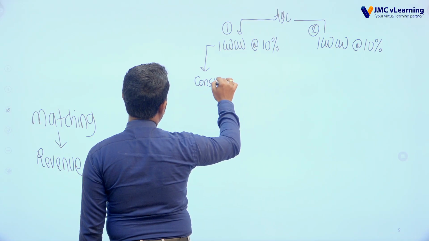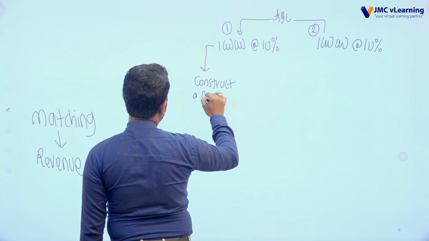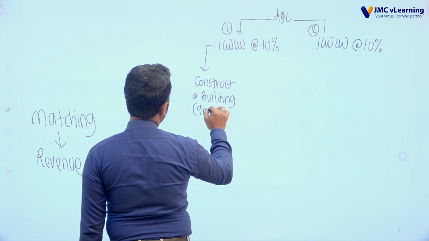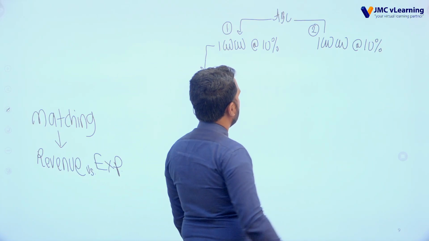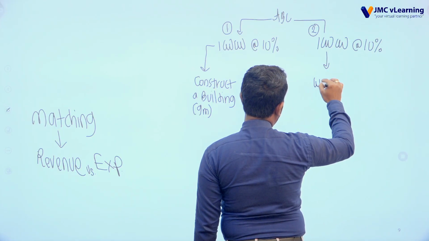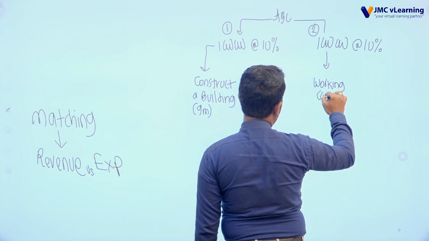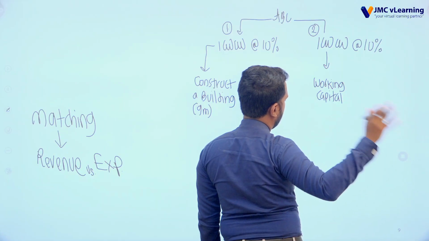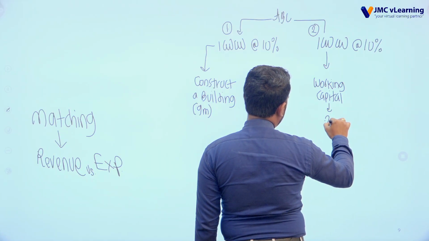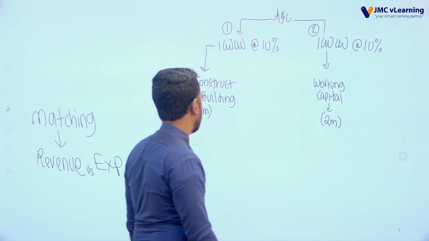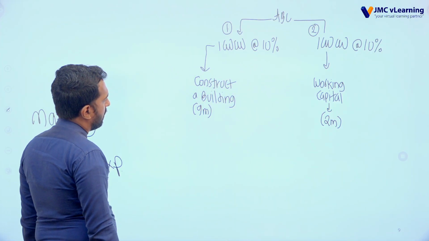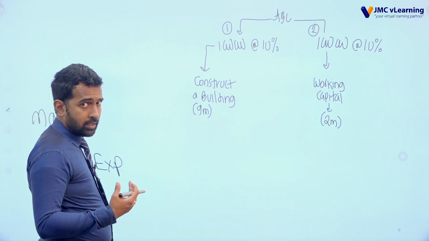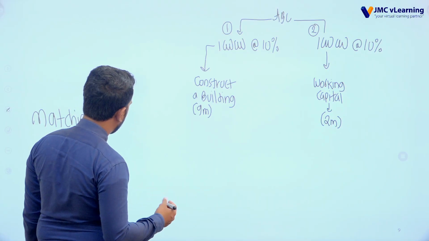Now this particular loan was taken to construct a building. Let's assume it was taken to construct a building. And it is taking 9 months to construct the building. Now this particular loan was taken to manage the working capital, for example to settle your creditors for the inventory. And the working capital cycle is 2 months, for example.